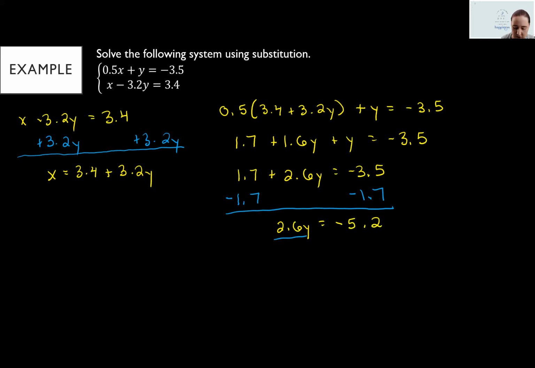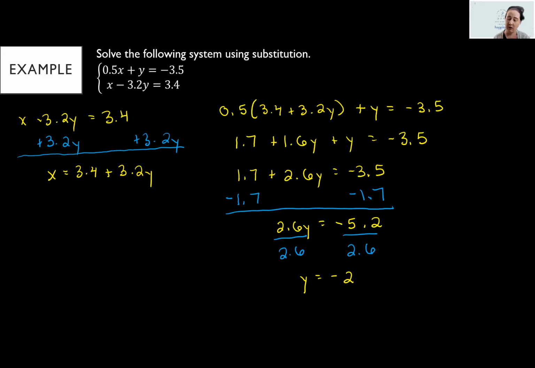And so now we're going to divide by 2.6. And I think that's negative 2. Y equals negative 2. Okay. So everything we've done so far, when we got to y, we were done. But in this case, because we solved for the other variable, we're only halfway done. We don't have our number for x.